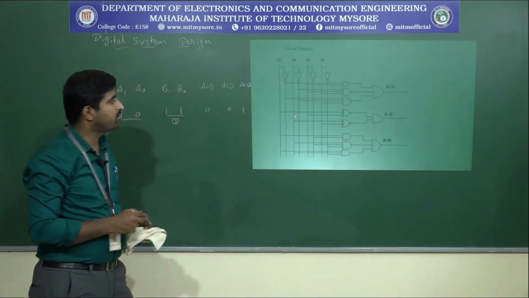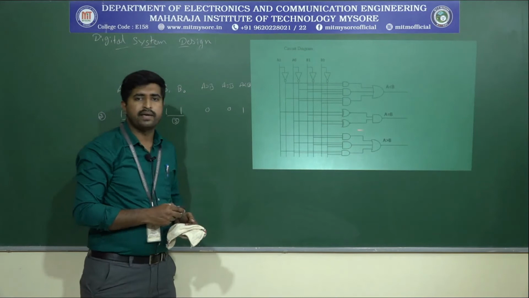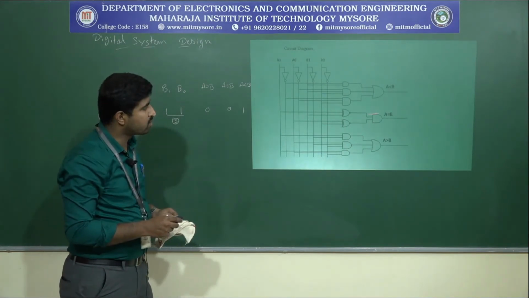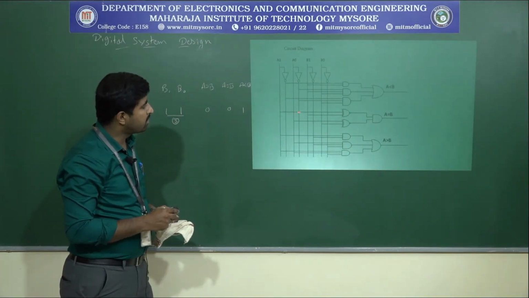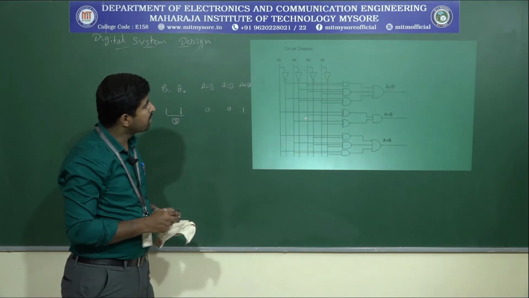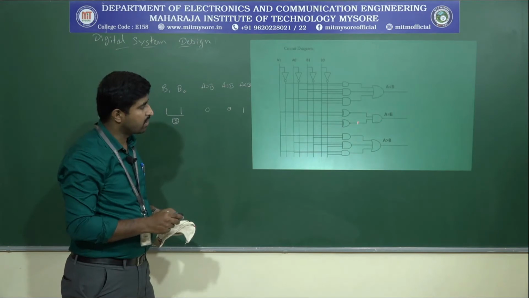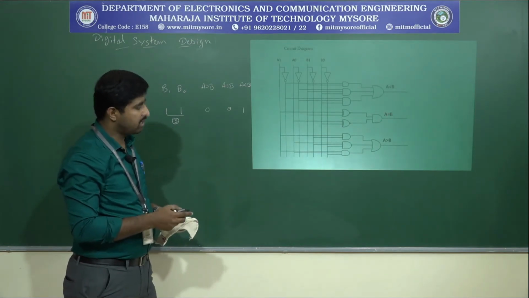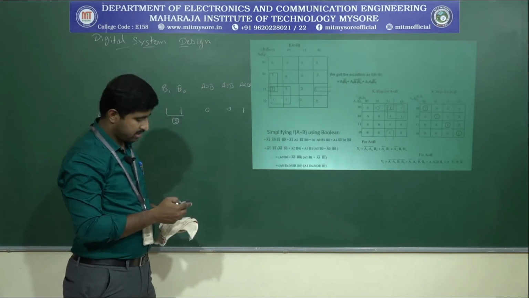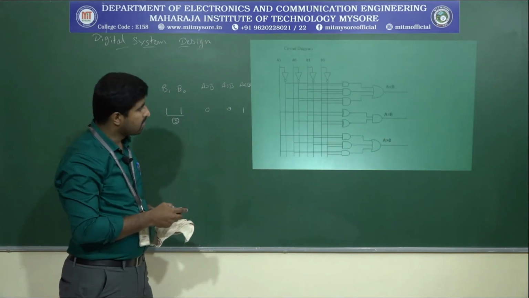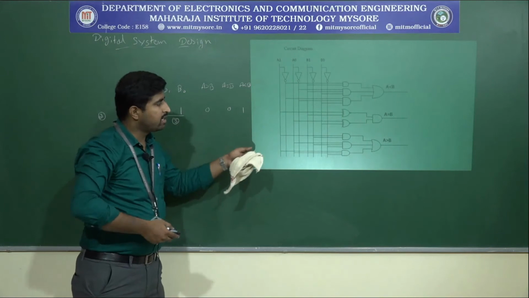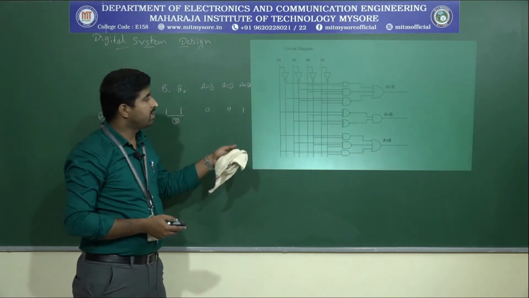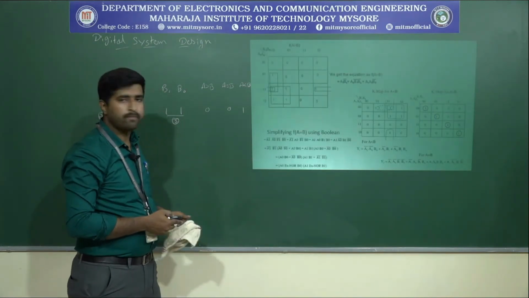And this is the logic circuit diagram for the 2-bit comparator. So A equals B is what? A0 XNOR B0, and similarly A1 XNOR B1. So this is A equals B. Similarly, whatever equations we got from the K-map will be represented here. So I hope you understood how we have written the logic circuit diagram for the 2-bit comparator.